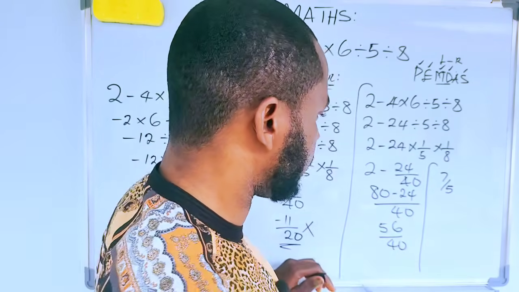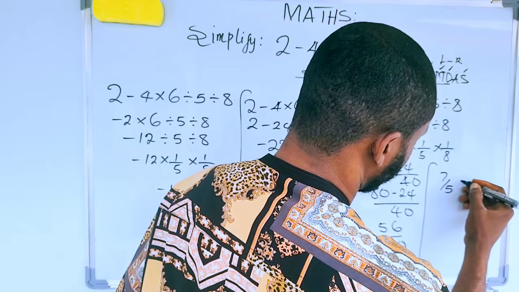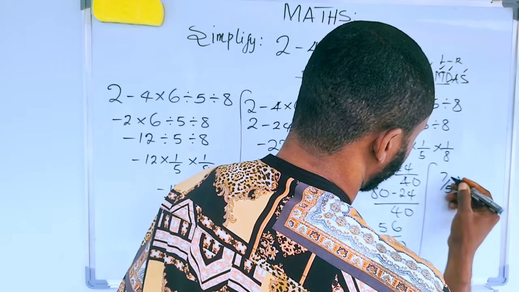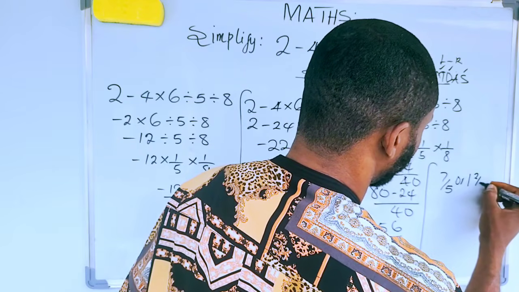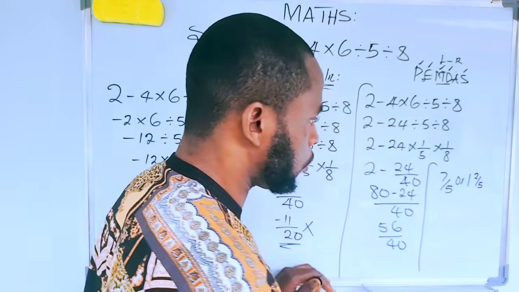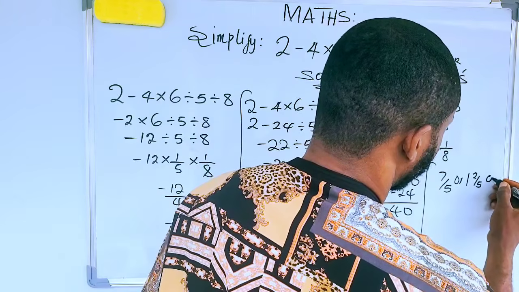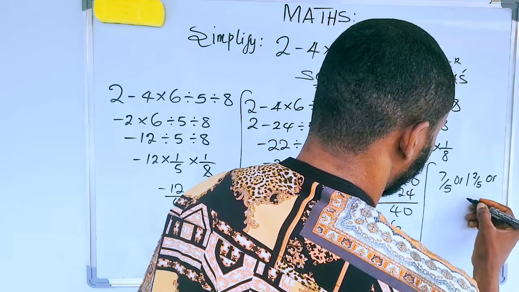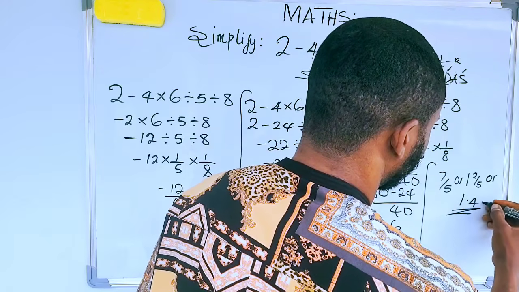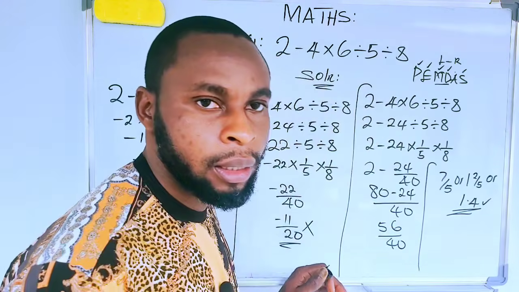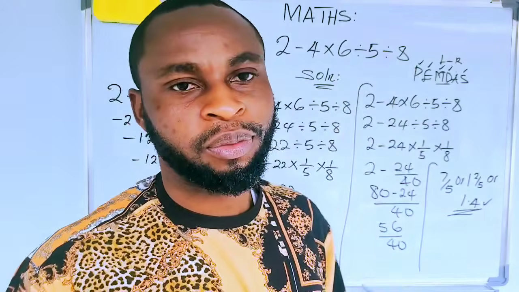Now this is the answer, but you can also take this to a mixed fraction. 7 divided by 5 will give us 1 and 2 over 5. You can still take this to decimal. All you have here is 1.4, and this is the correct answer to this expression.